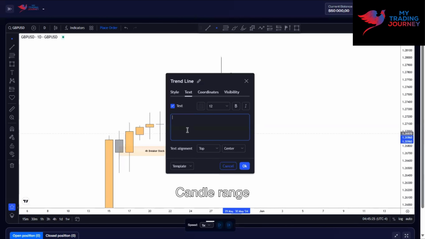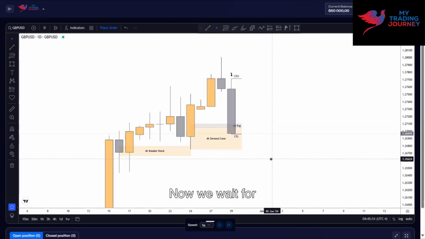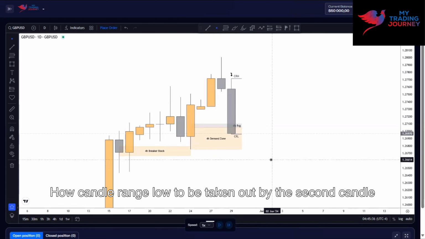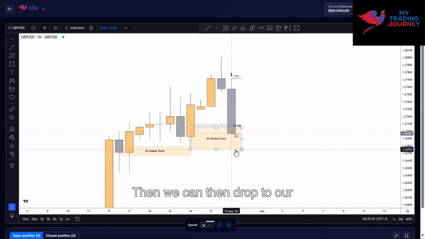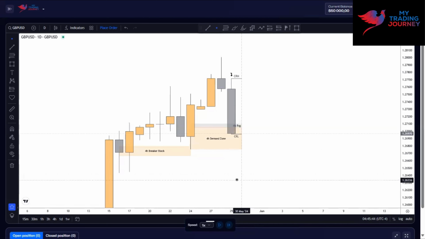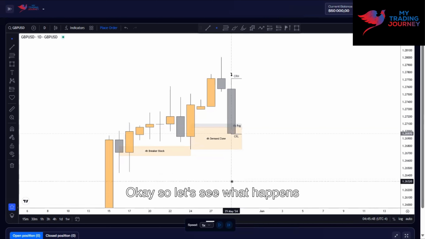So candle range low, the bottom. Now we wait for our candle range low to be taken out by the second candle. Then we can drop to our 15-minute time frame to be looking for our entries. Okay, so let's see what happens.